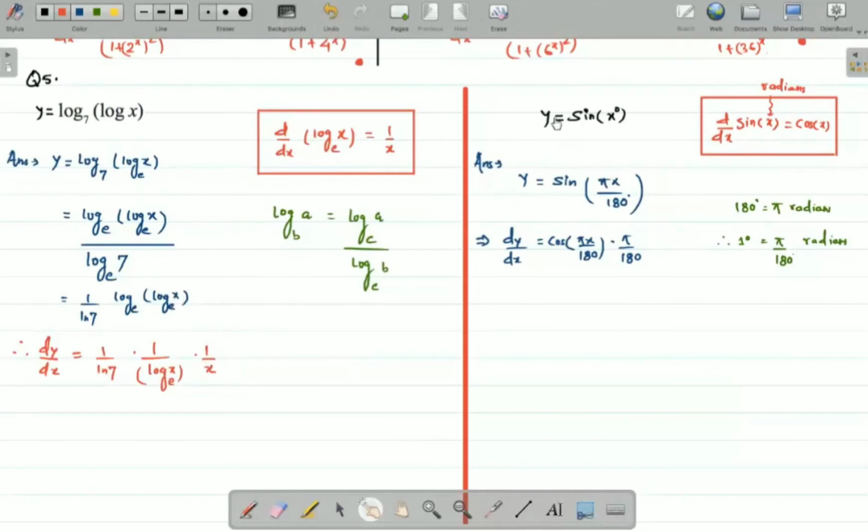Similarly, if we have y equals sine of x degree, always remember the result: d/dx of sine of x, where x is in radians, gives you cos of x. Since it's degrees, we have to convert to radians. So we'll use this transformation. We know that 180 degrees gives you pi radians. So 1 degree will be pi upon 180 radians. So x degrees will be pi x upon 180 radians. So we can apply the chain rule and we get the result. Sine will give you cos. Again, this will give you pi by 180.